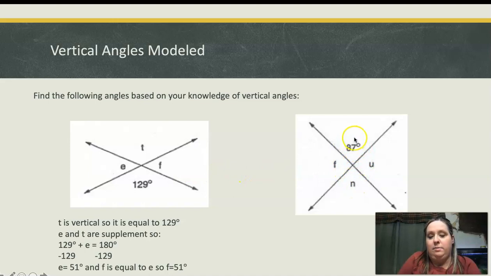So what about this one here? What do you think N might be? And what do you think F might be? So this is telling us F is 93. How do we know? Because this is a supplementary angle, straight line. So we subtracted and got that just like over here. So that means that U has to be 93 because they're vertical. And N has to be 87 because they're vertical.